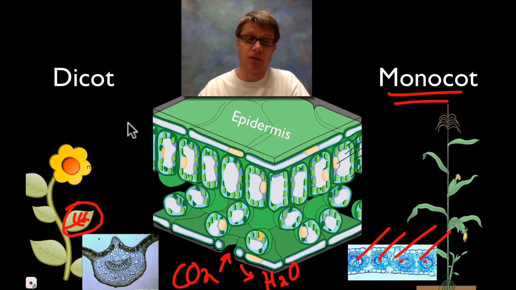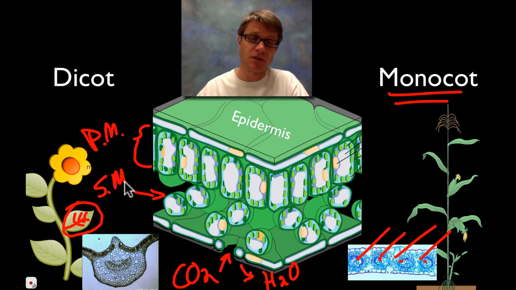Some of the other levels that we have in here is this. We're going to call this the palisade mesophyll. And then we're going to have this down here, which is going to be the spongy mesophyll. And so basically what is that? It's organized differently in dicots and monocots, but basically this palisade mesophyll, it's like palisades, like a waterfall, is going to be an area where we have photosynthesis going on.